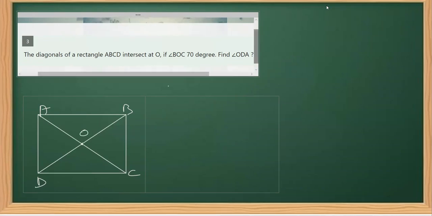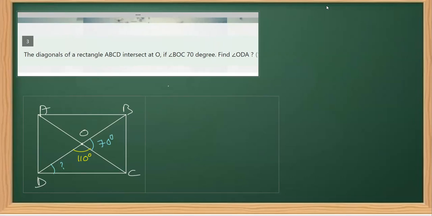Now it says angle BOC. This angle BOC is given as 70 degree. And we have to get angle ODC. This is what we have to get. Now, what we can do here is first we will find this angle using linear pair. As you know, sum of all angles in a straight line is 180 degrees. So this will be 110. 180 minus 70 is 110.